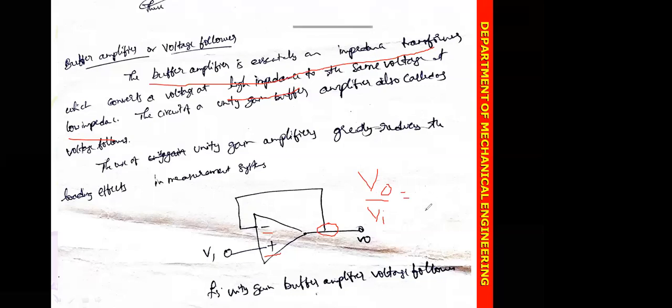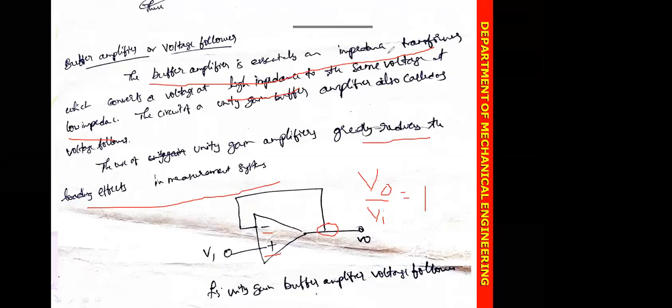The gain of the amplifier is one. It is a unity gain amplifier, so it greatly reduces the loading effects in the measurement. That means if you arrange this voltage amplifier, it reduces the loading effects, thereby there is no disturbance in the supply.